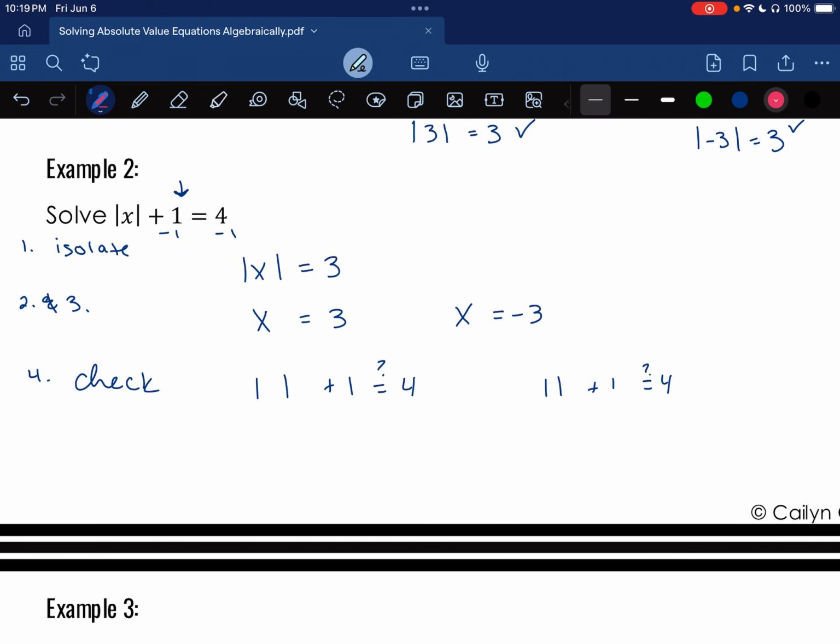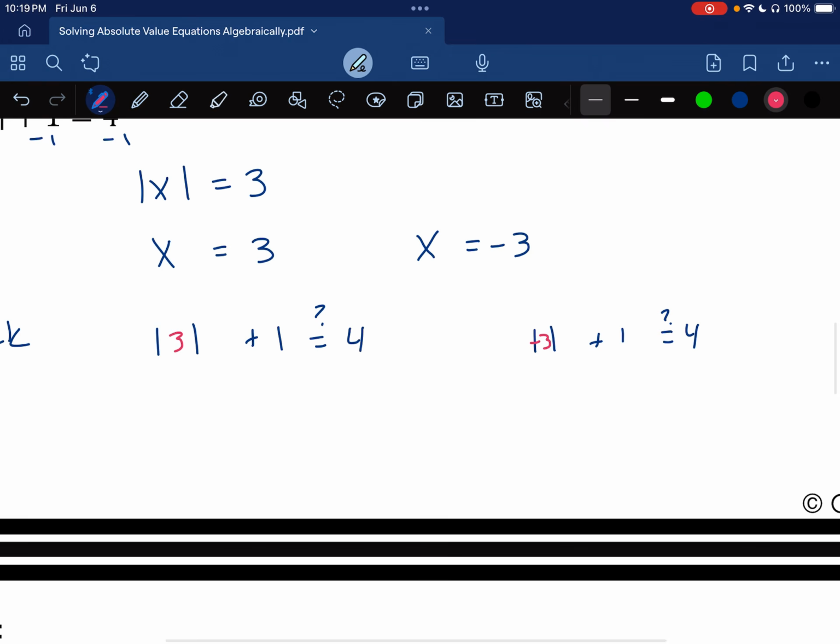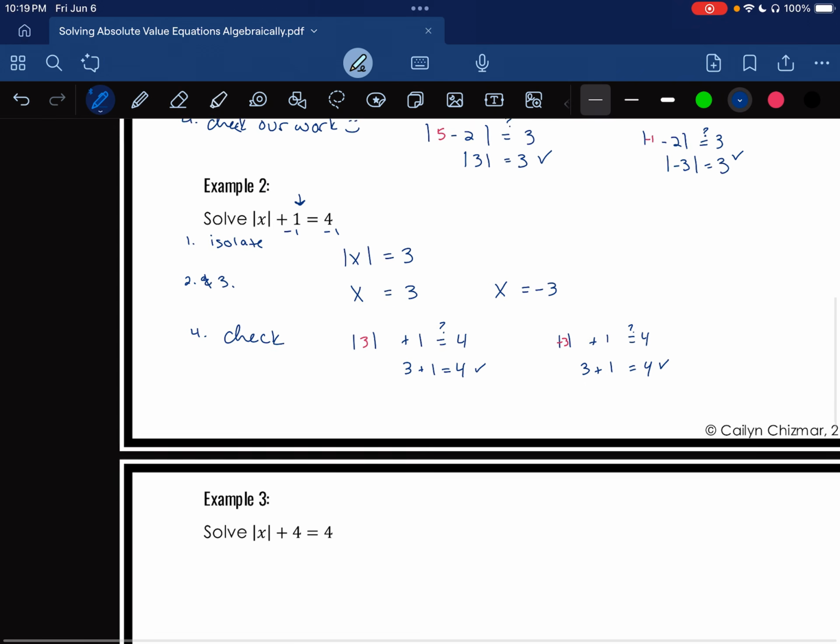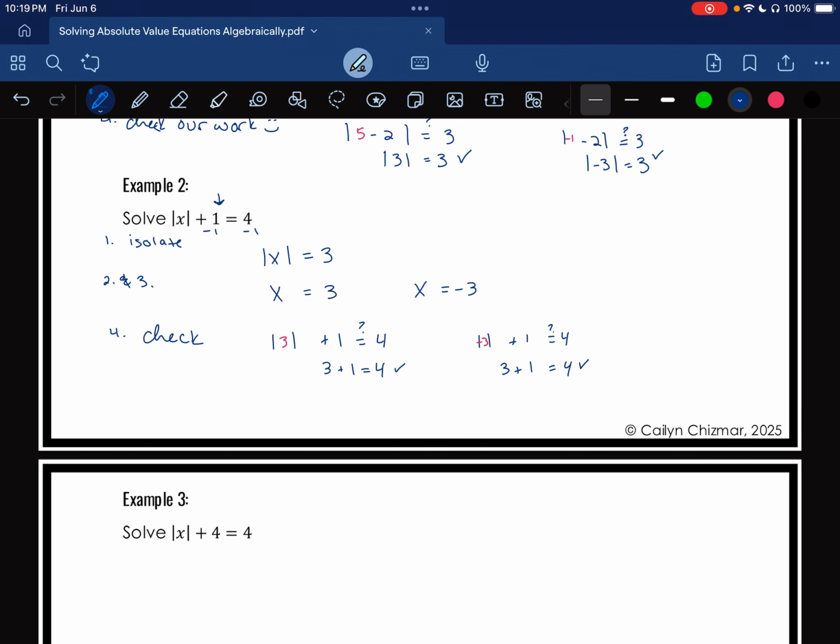All right, so we're going to plug in 3 and negative 3, and I didn't really leave a whole lot of space in the absolute value bars there. Over here, this will become 3 plus 1, and that's 4. So that works out. Over here, the absolute value of negative 3 will also become 3 plus 1, which is also 4. So that means 3 and negative 3 are solutions.